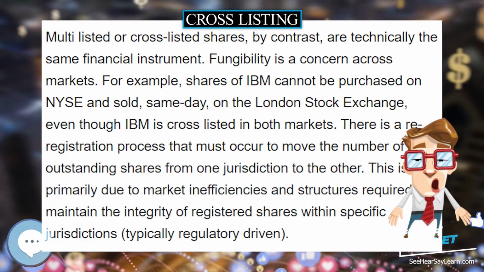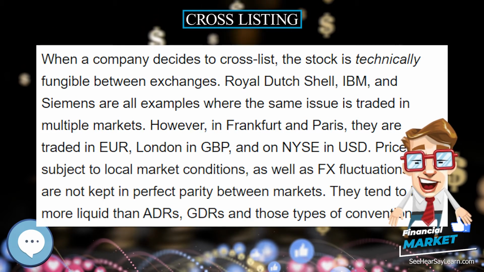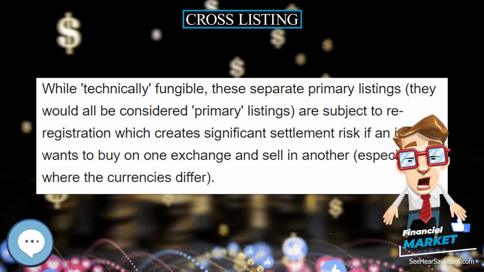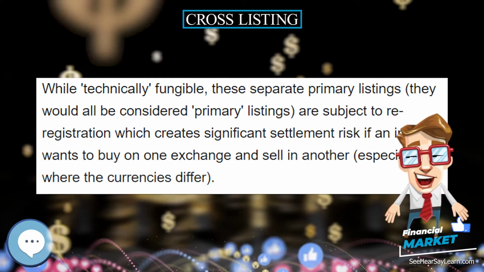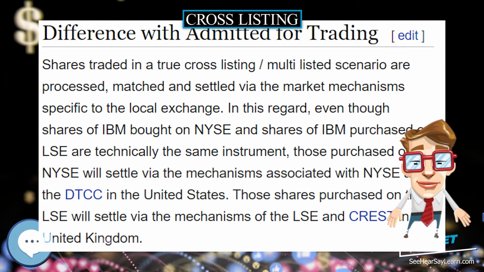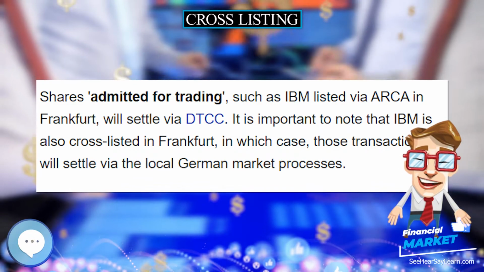To be cross-listed, a company must thus comply with the requirements of all the stock exchanges in which it is listed, such as filing. Cross-listing should not be confused with other methods that allow a company's stock to be traded in two different exchanges. Generally, such a company's primary listing is on a stock exchange in its country of incorporation, and its secondary listings are on an exchange in another country.